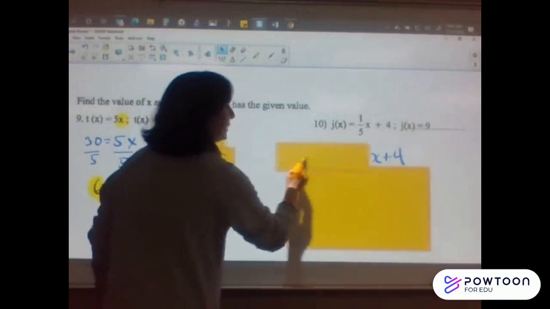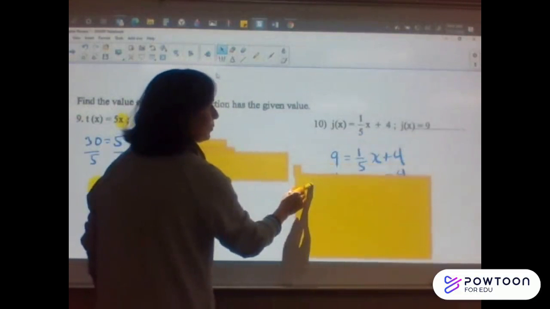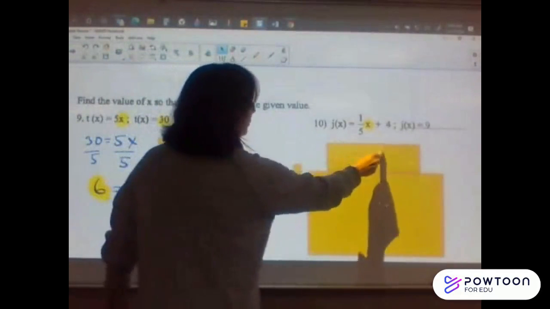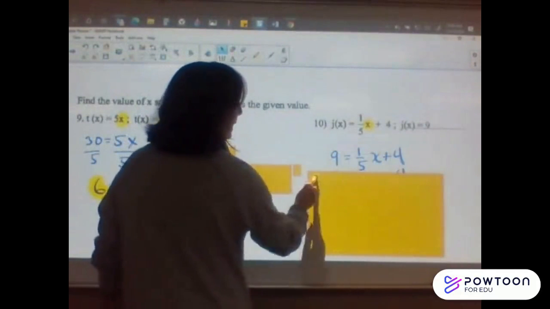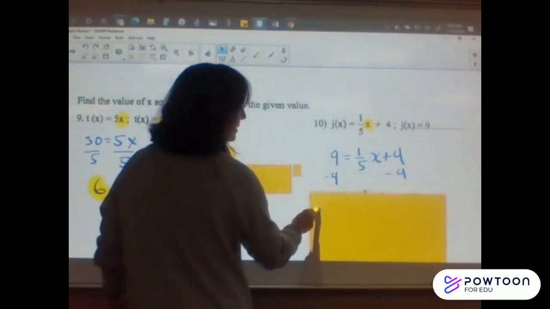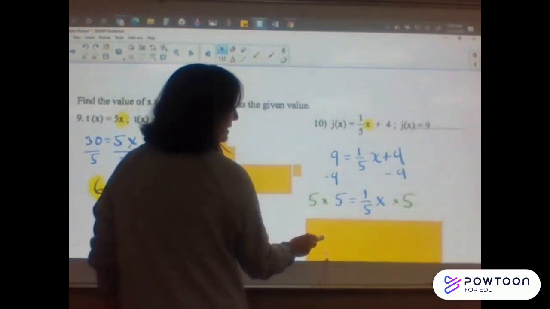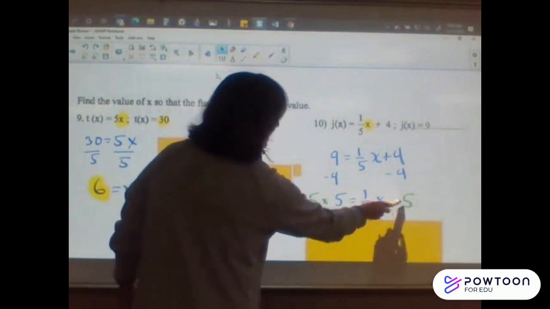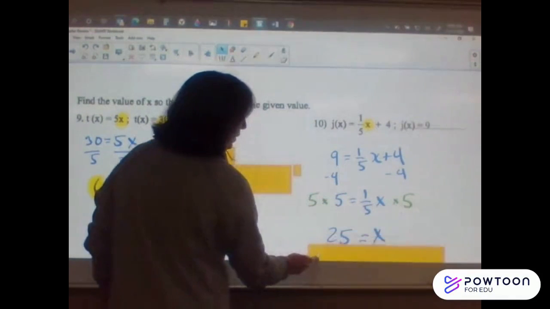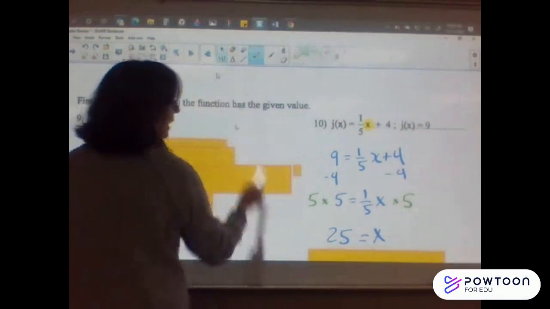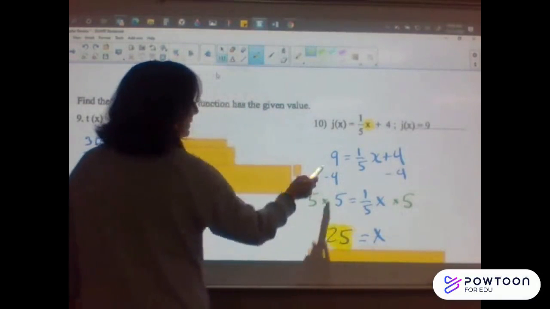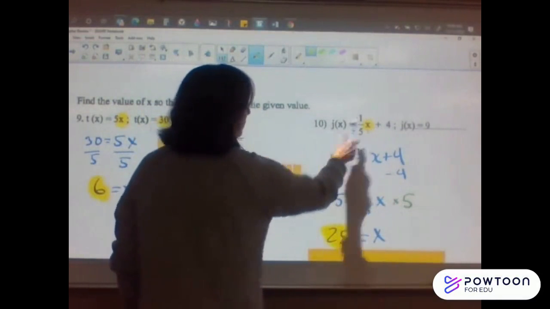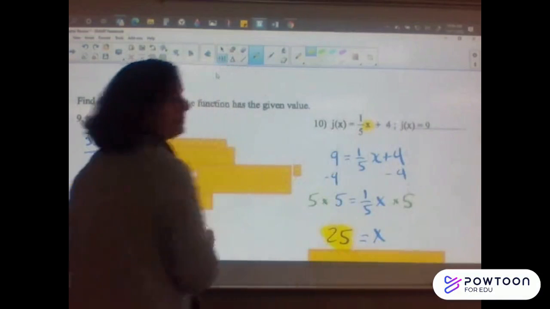Same idea over here. Set that equation equal to 9. Okay, when we set this equation equal to 9, we have to subtract 4 on both sides. And when we have 1/5 x equals 5, we have to multiply by 5 on both sides because 1/5 times 5 equals 1. And we're left with x equaling 25. And if I substitute 25 back in for my x, 1/5 times 25 is 5, plus 4 is 9.